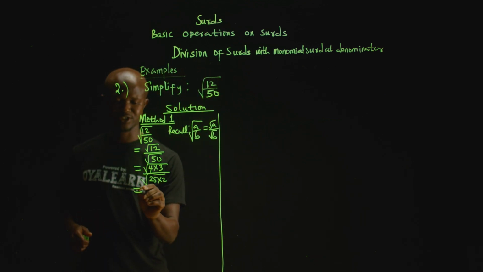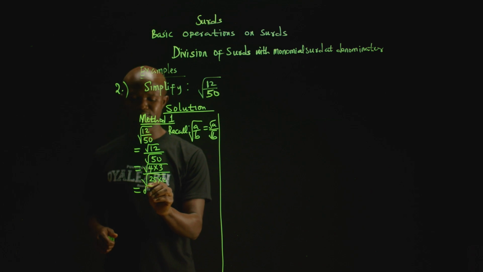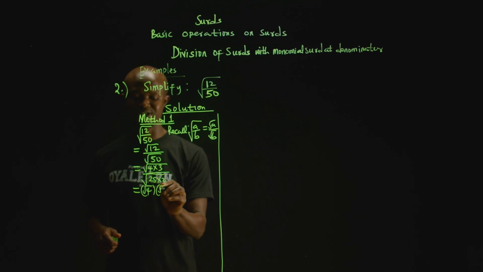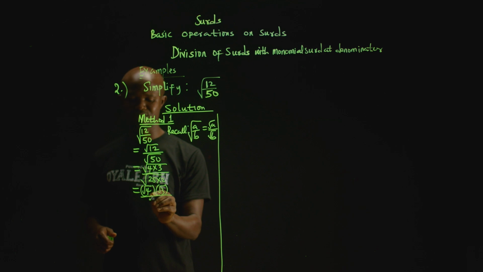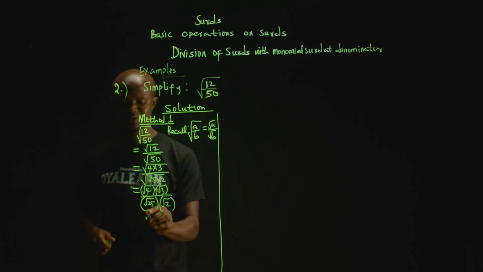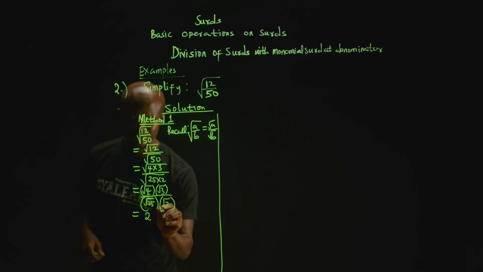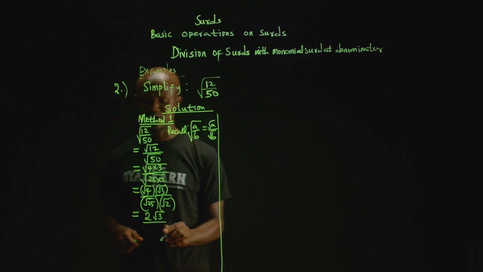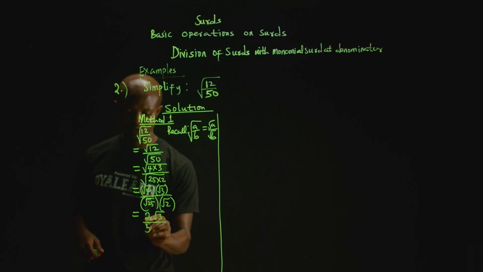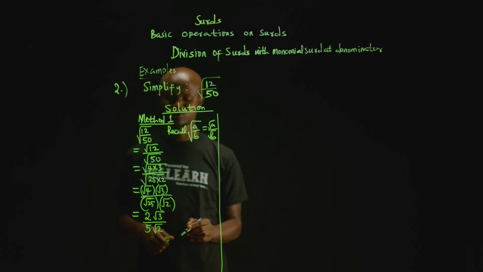So this will give us root 4 times root 3 divided by what? Root 25 times root 2. So what are we having from here? Now, what is the square root of 4? We have 2. So at the numerator, we have 2 root 3. Then at the denominator, we have 5 root 2. You can see we have 5 root 2 now.